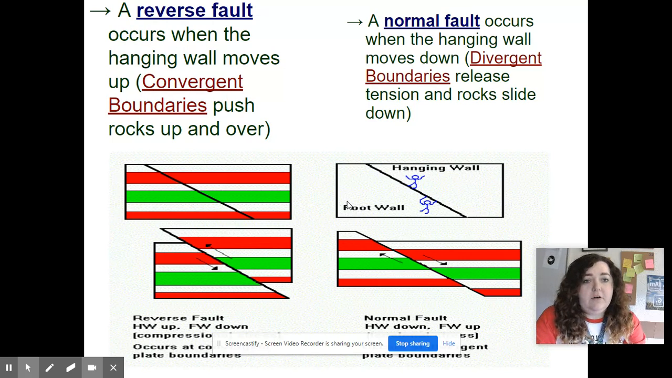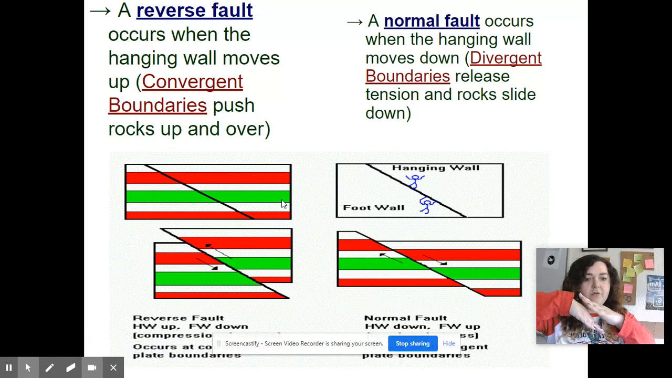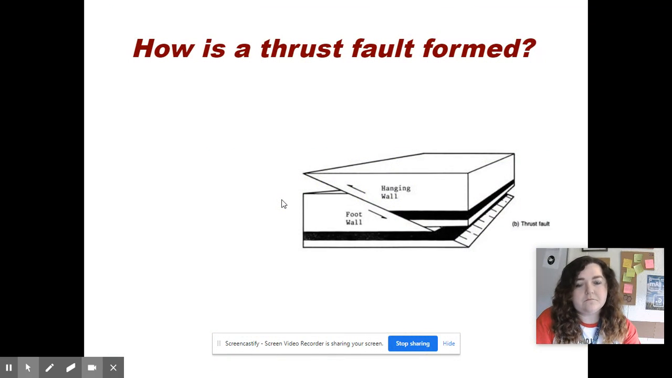A normal fault occurs when the hanging wall moves down at divergent boundaries. A reverse fault is convergent. They're coming together like that. Hanging wall moving up, footwall moving down, they're coming together at a convergent boundary. A normal fault happens at a divergent boundary. So we have the fault line in between the two layers of rock, and as they pull apart, the hanging wall comes down and the footwall comes up. So divergent means a normal fault.